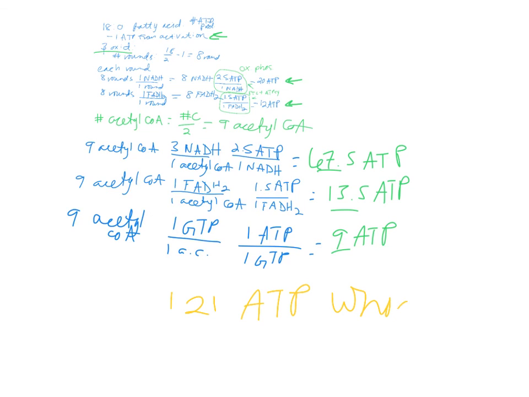Whoa, that's a lot. So if you remember that glucose will give us about 32 to 36 ATPs, you can see that a fatty acid will give you a ton more ATPs, and that's because it has a lot more carbon-hydrogen bonds. Okay, let me check my notes.